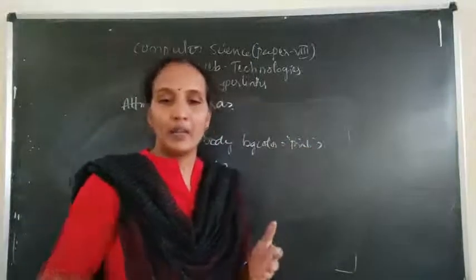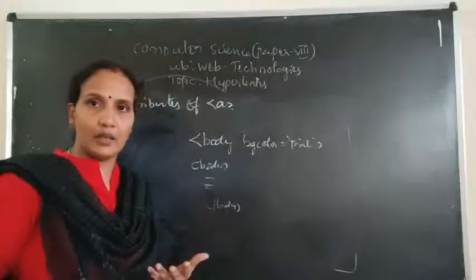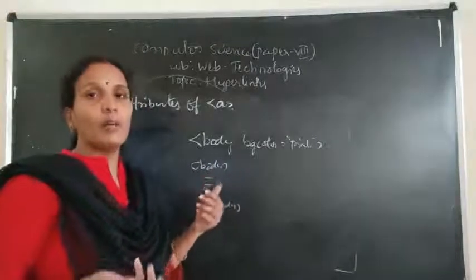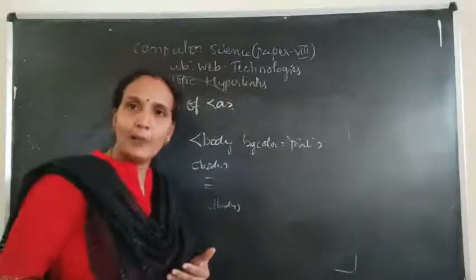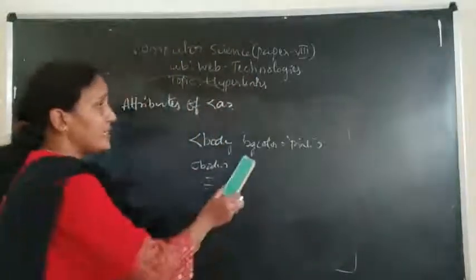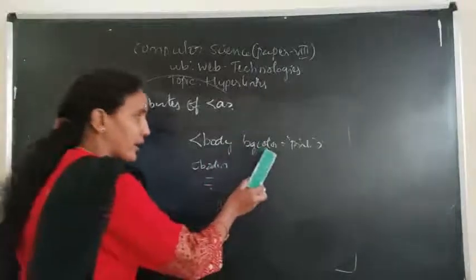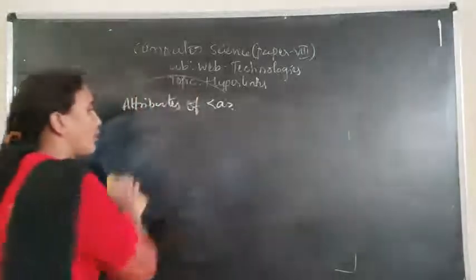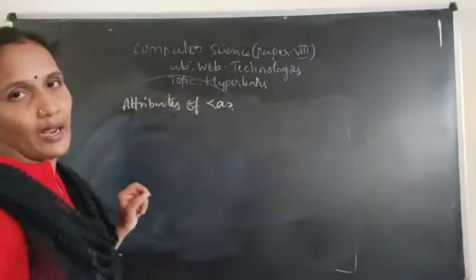If you want to include this, by default you will get the black text color and white background. But if you want to customize, if you want to change that, then we'll take the help of attributes in HTML. So here, bgcolor gives the extra information. What extra information is it giving? Background color. Similarly, we have different types of attributes for an anchor tag.